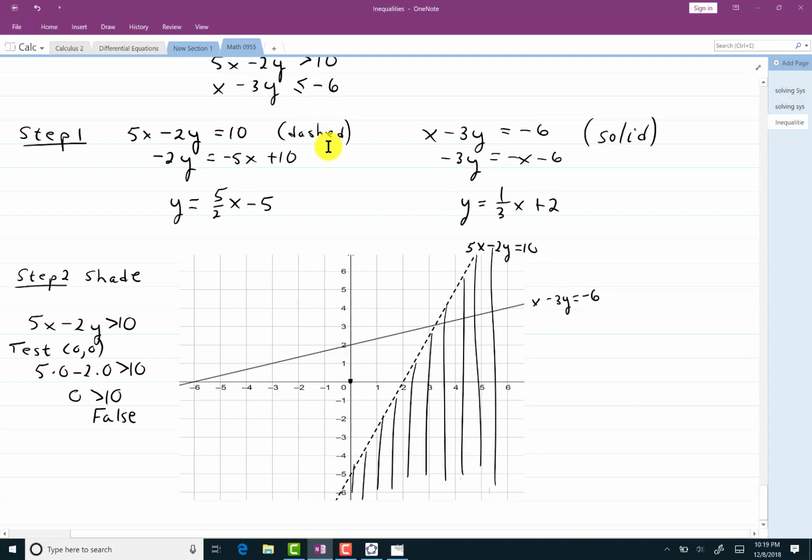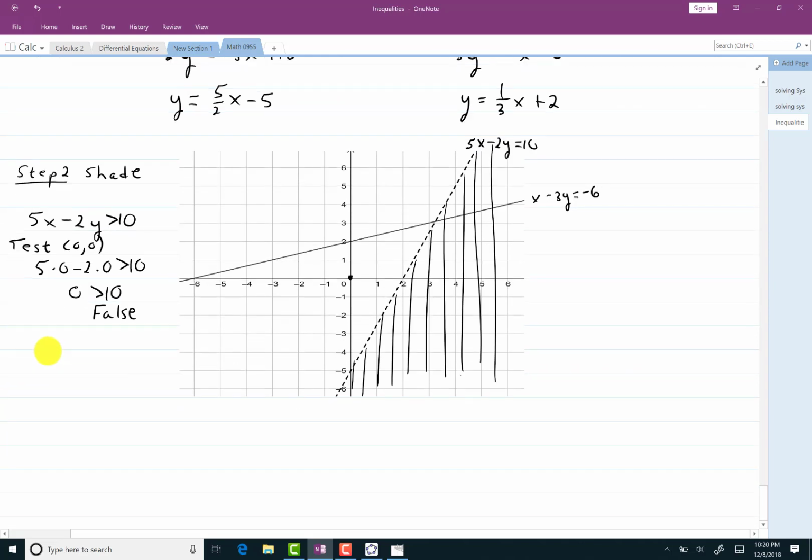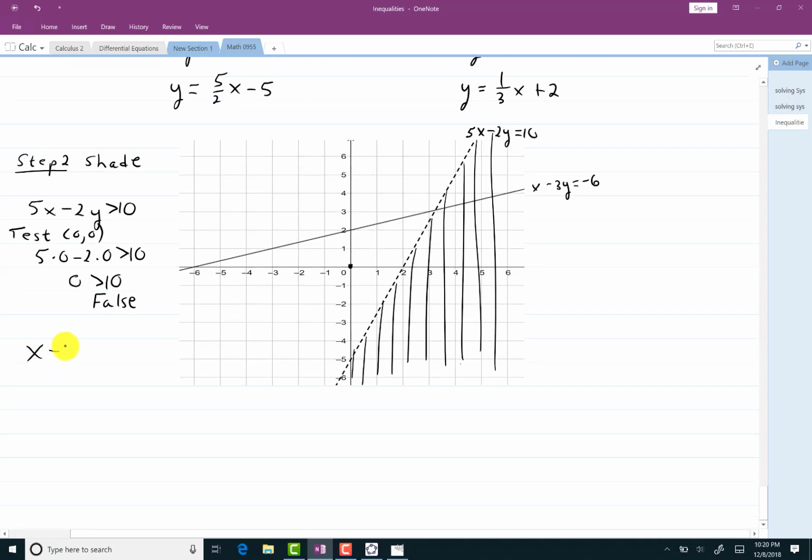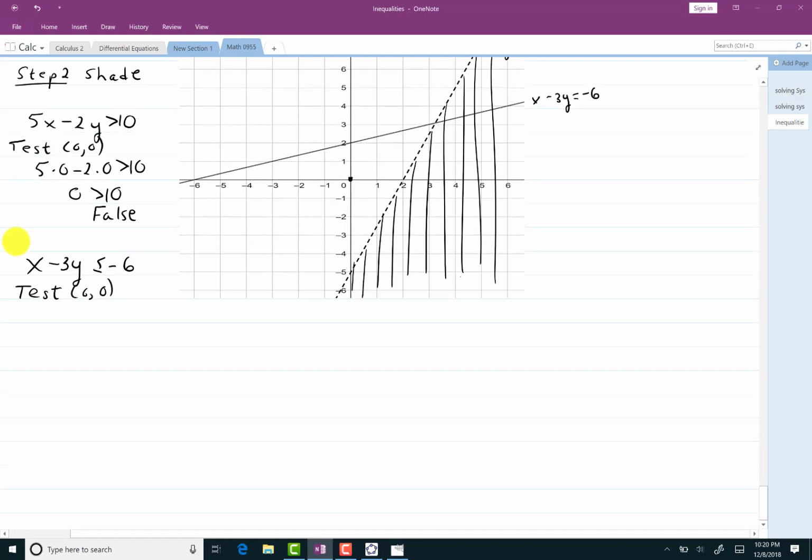And now for the other one, that was x minus 3y is less than or equal to negative 6. I'll test 0, 0 again, and let's see what happens. I have 0 minus 3 times 0 is less than or equal to negative 6, or 0 is less than or equal to negative 6. That's true. So that means that the point 0, 0 is a solution for the solid line. So I shade underneath of the solid line.